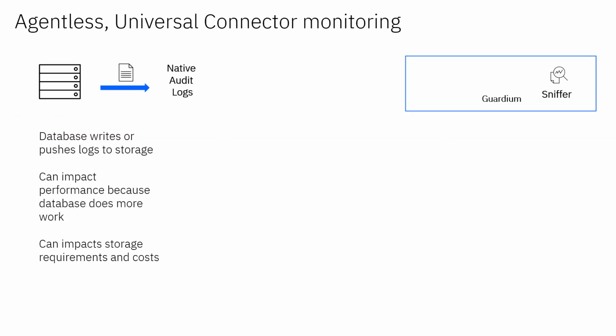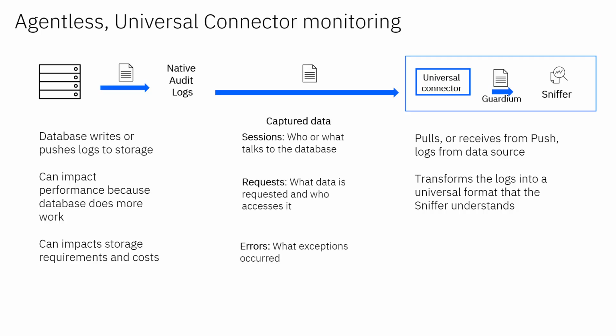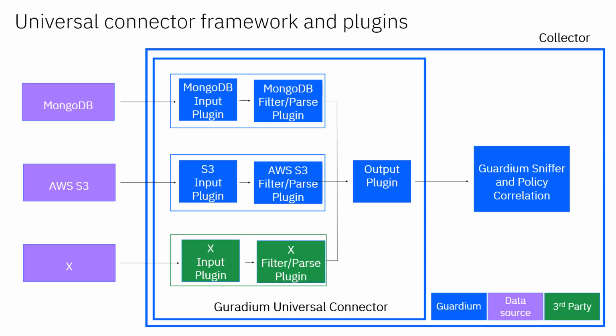Universal connectors enable Guardium to monitor data from potentially any data source's native activity logs without using STAPs. The Guardium Universal Connector includes support for MongoDB, MySQL, and Amazon S3, among others, and requires minimal configuration. You can develop plugins for other data sources and install them in Guardium. Universal connectors monitor sessions, requests, and errors.